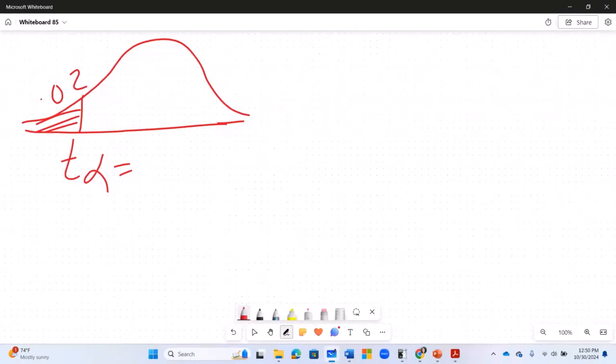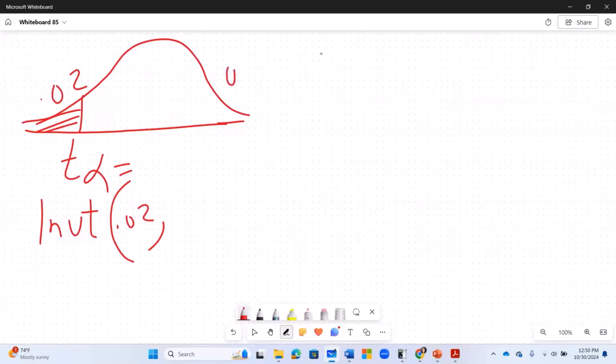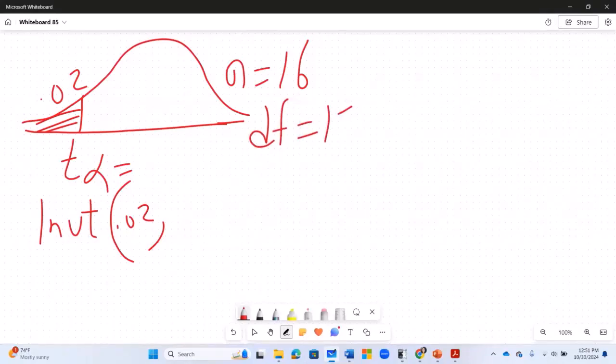Okay, I write the argument again. Inverse T, area to the left in decimal 0.02, degree of freedom. I'm told that sample size is 16 in this question. Therefore, degree of freedom, DF, is 16 minus 1. 16 minus 1 is 15.